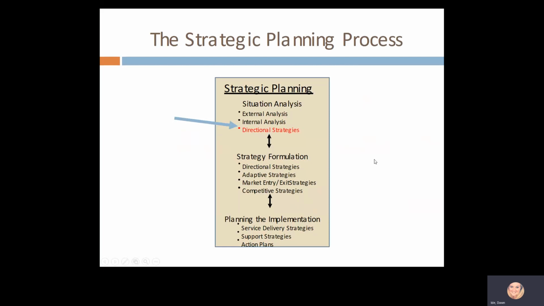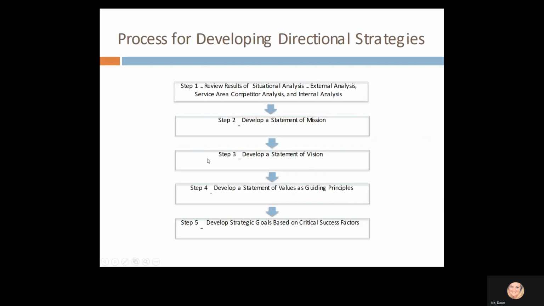And again, this is your strategic planning process. You see this every single time I pull up a PowerPoint. So we are under the strategic planning, situation analysis, directional strategies portion in red. Again, the process for developing directional strategies. Every PowerPoint presentation chapter you have, you will see a process for doing whatever it is we're doing. For chapter 5, it's for developing directional strategy.